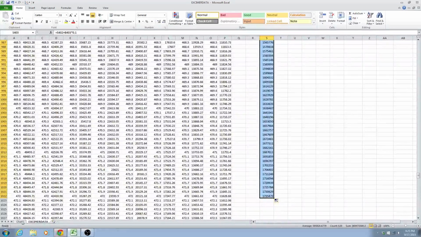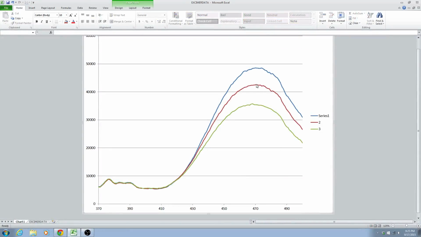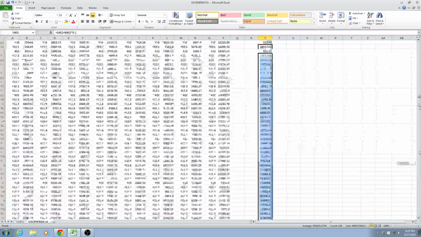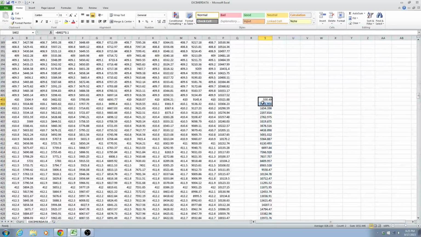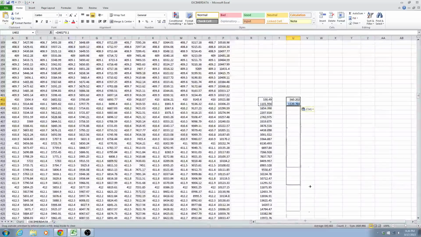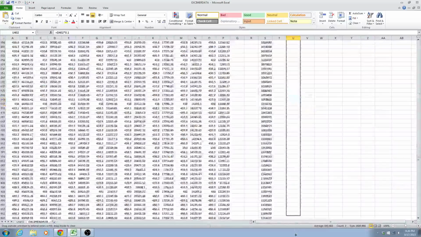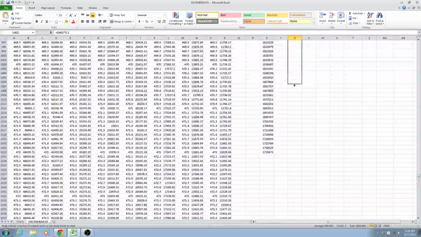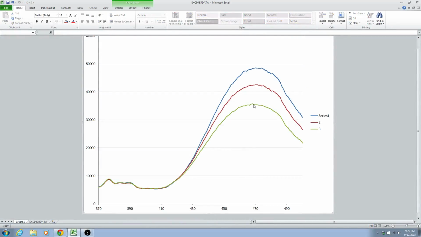There. Then the next one I estimate the peak is at about 470.5. So I just copy this right here, put it in the next one, and drag this down to 470.5, which is right there. And for the last one, I can estimate it starts at the peak.